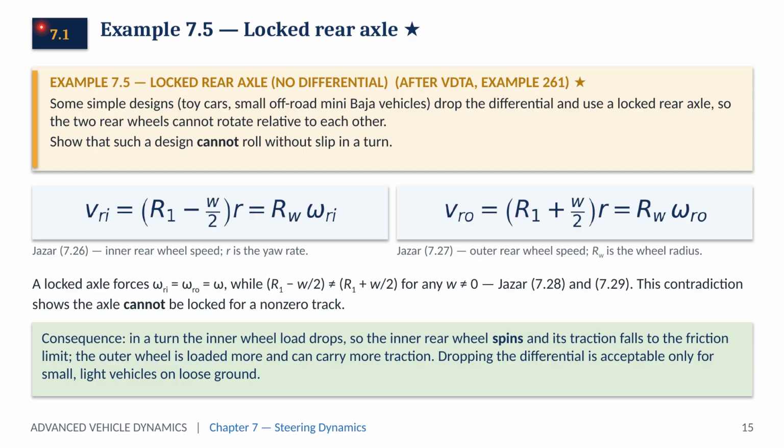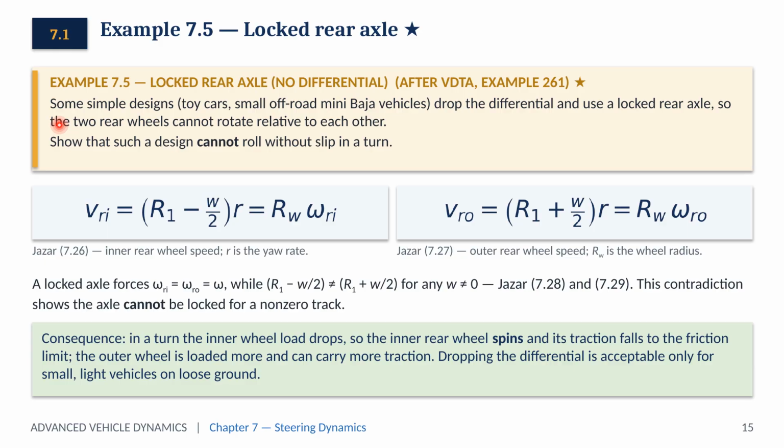Example 7.5 is advanced material, so we keep it short. Toy cars and small mini Baja vehicles often drop the differential and use a locked rear axle. We must show that this cannot roll without slip in a turn. The inner rear wheel speed is proportional to R minus W/2, the outer one to R plus W/2.